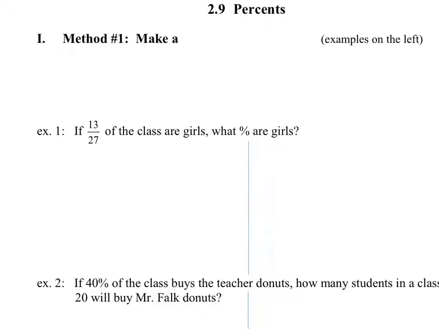Method number one, I don't really love this way, but it works. I'm going to probably not do things this way, but here's method number one: you could take a fraction and turn it into a ratio. We were doing ratios in the last section. So the part divided by the whole would give you the percent divided by 100.